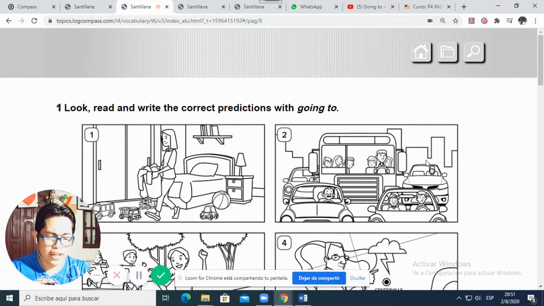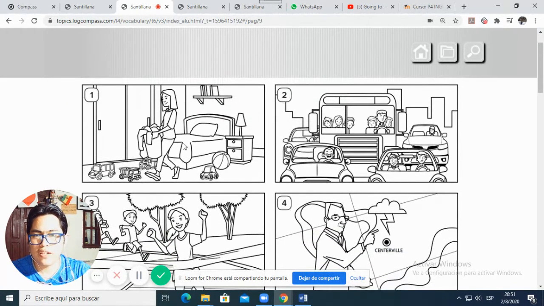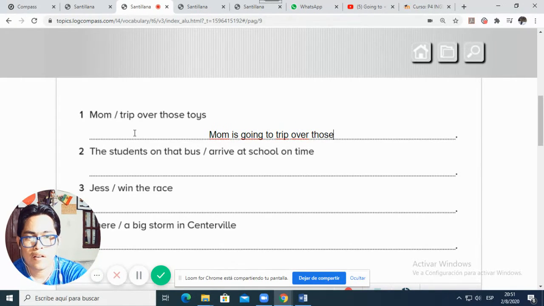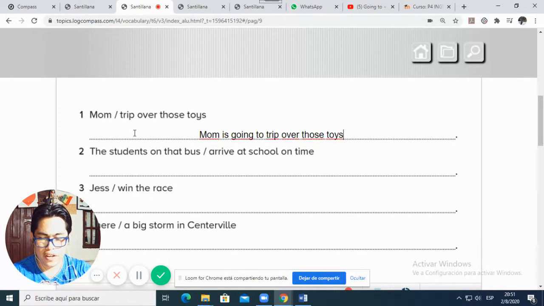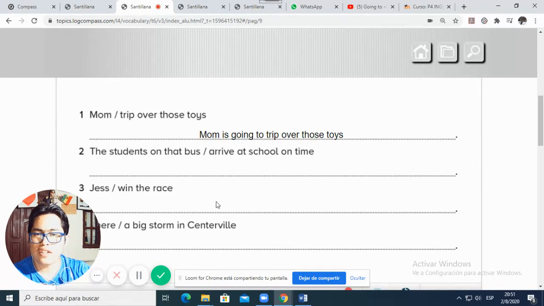Let's continue. In the next page, which is lesson 9, we look, read, and write the correct predictions with going to. So we have, for example, in the first picture, look, this is the mom, and something is going to happen to her because the toys are all over the floor. So, number one sentence is, mom is going to tip over those toys. So here we are making a sentence using this information about the picture. We are making a prediction. Okay, so you do the same with the others.